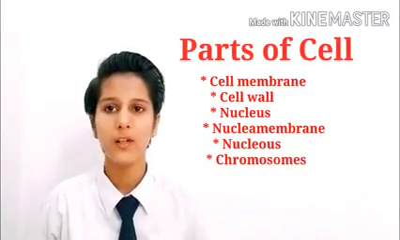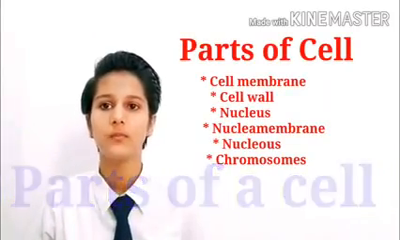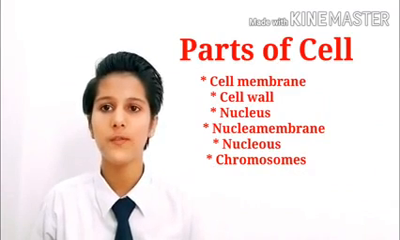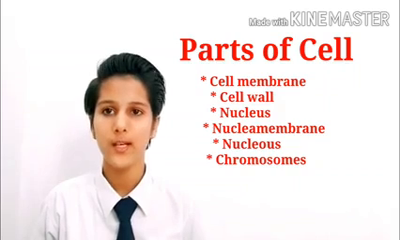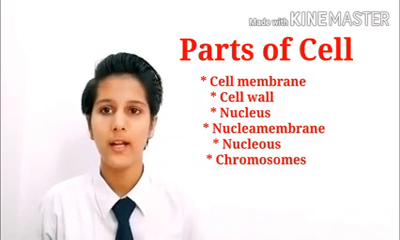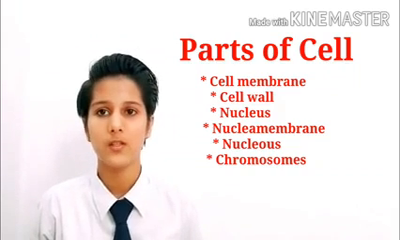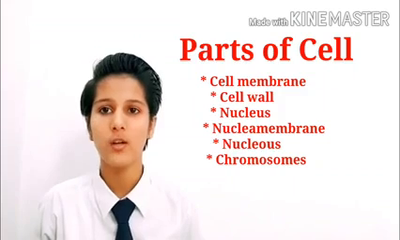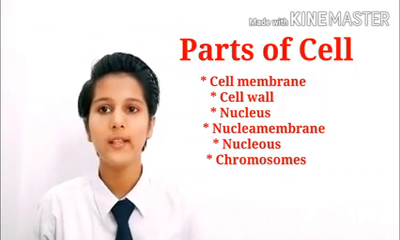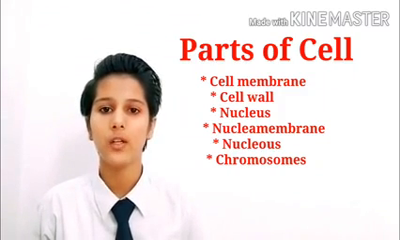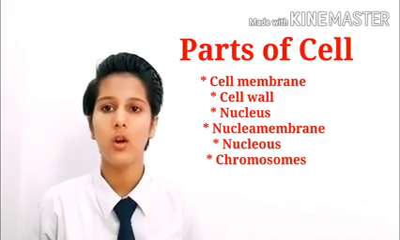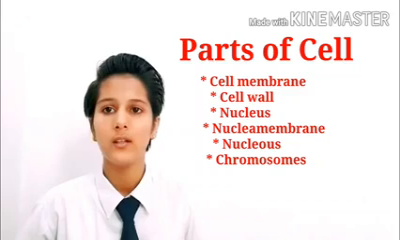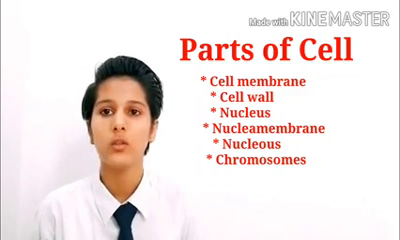Our next topic is parts of a cell. The basic components of a cell are cytoplasm, cell membrane and nucleus. First, the cell membrane. The boundary of the cell is called the cell membrane, and the other thick covering on the cell is called the cell wall.